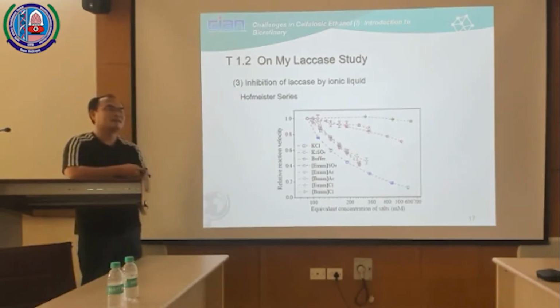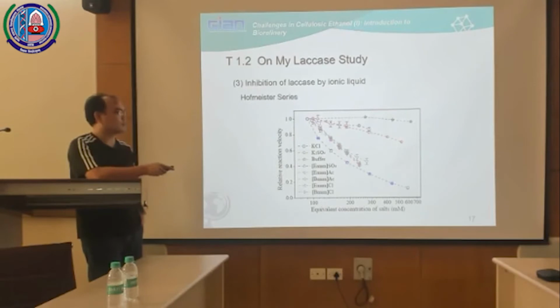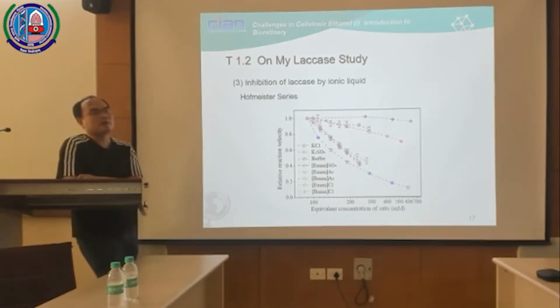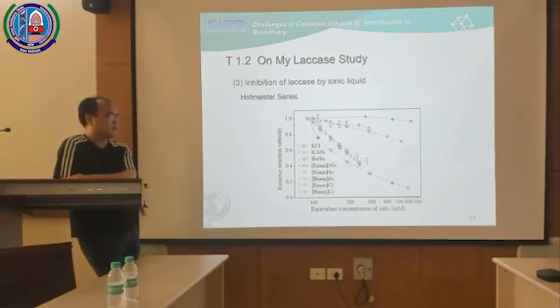Normally we use citrate and phosphate. Citrate is the acid and phosphate is the salt. We prepare this buffer with citric acid and its conjugate base. Phosphate is the conjugate base.